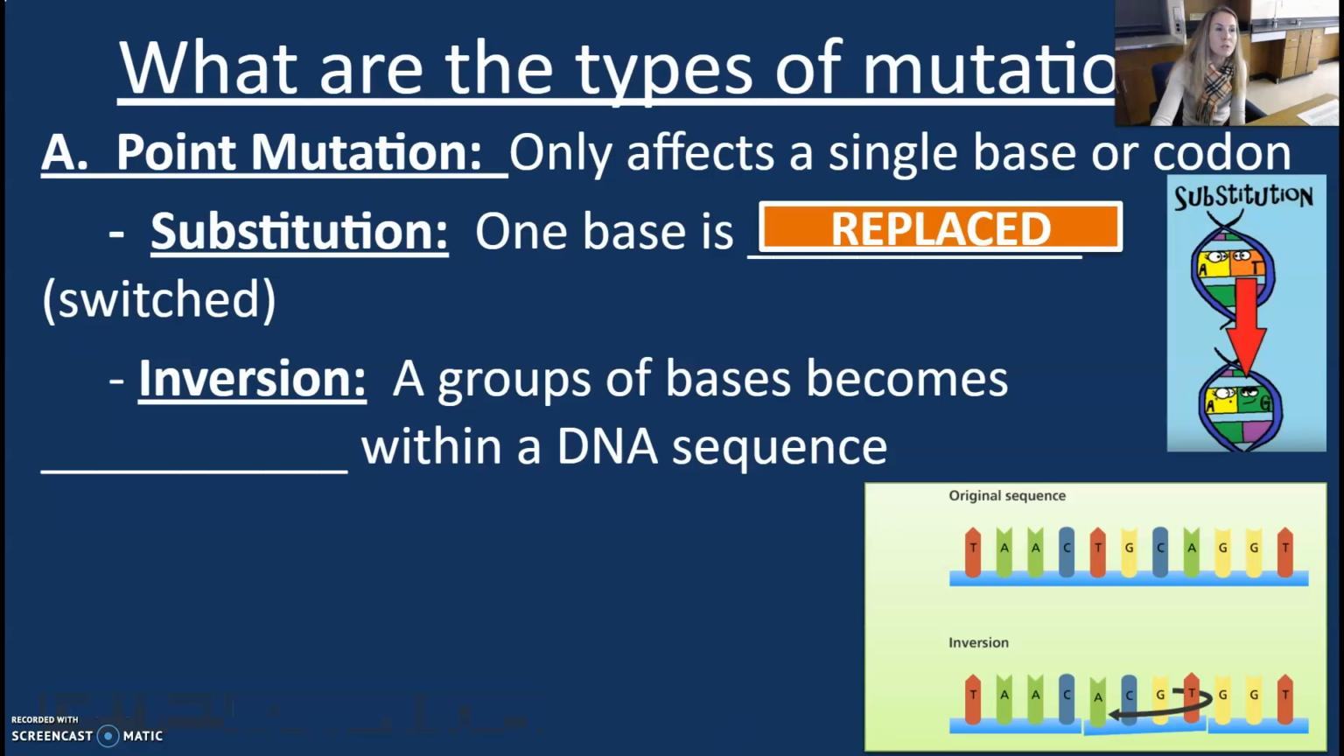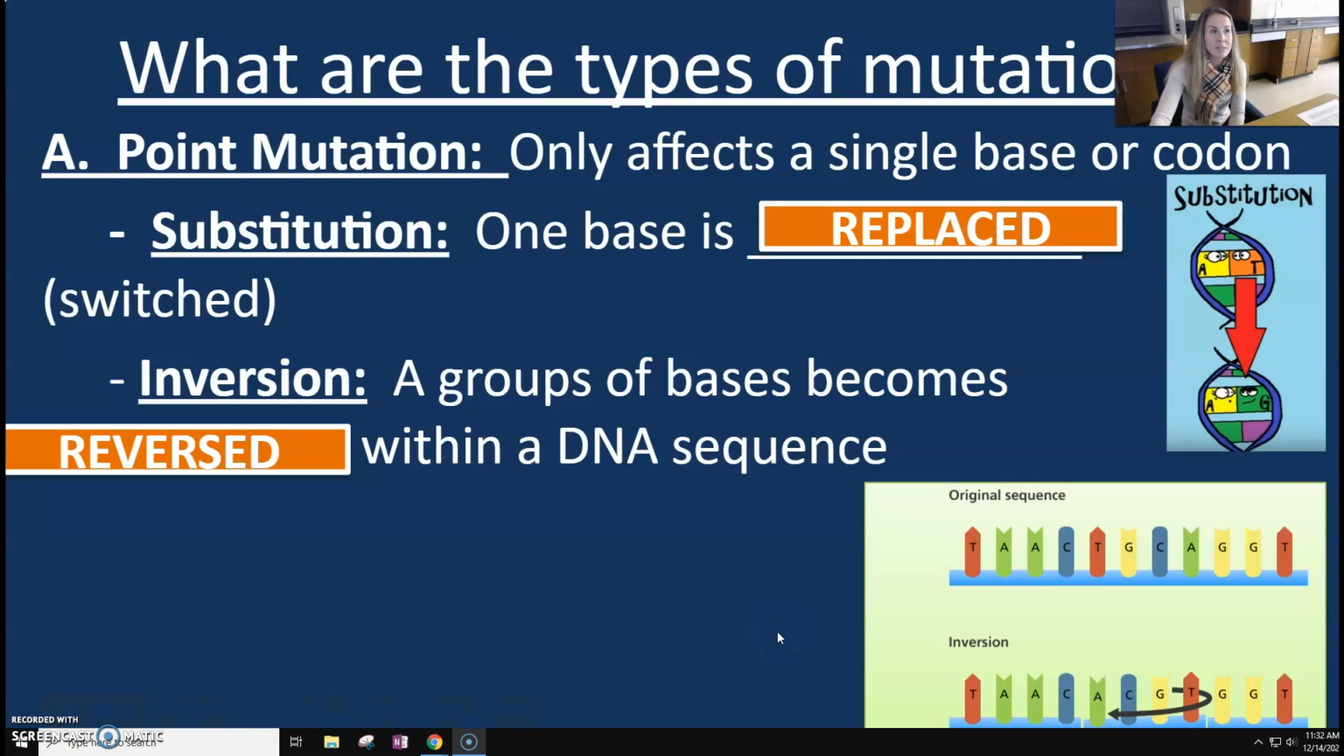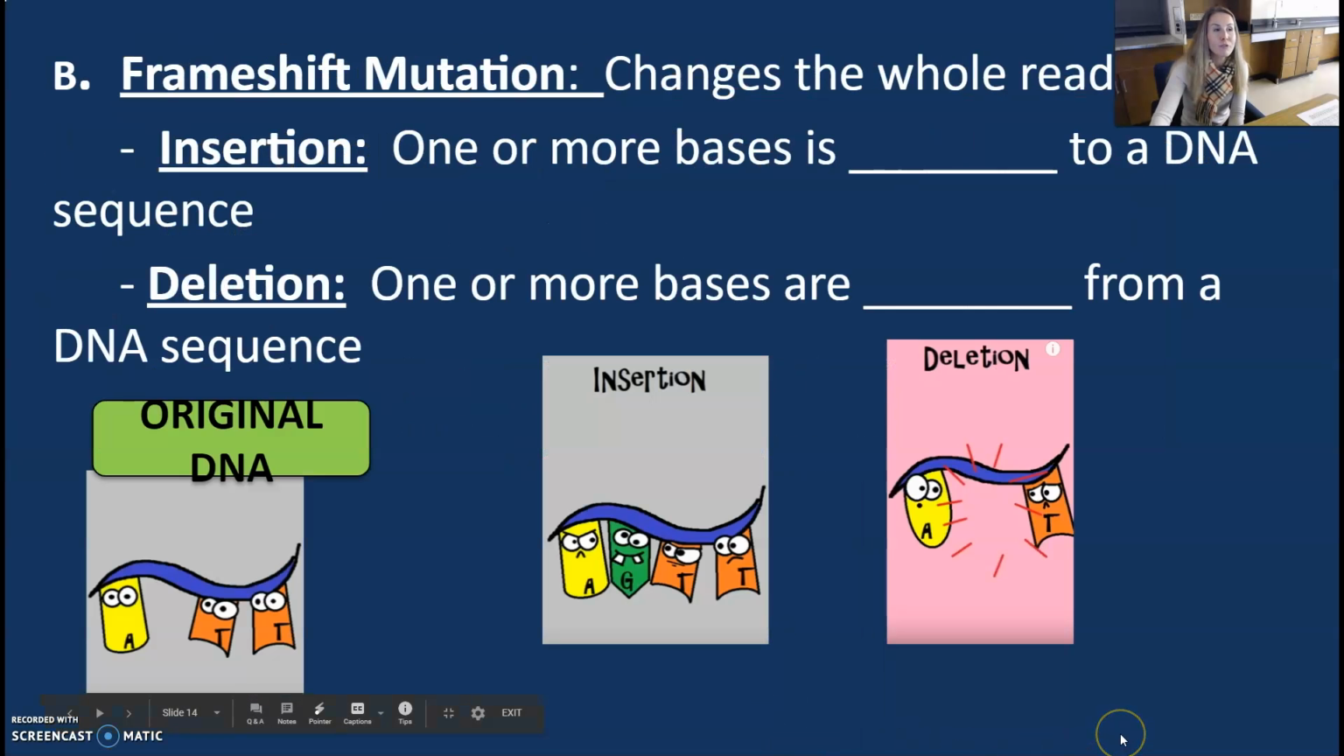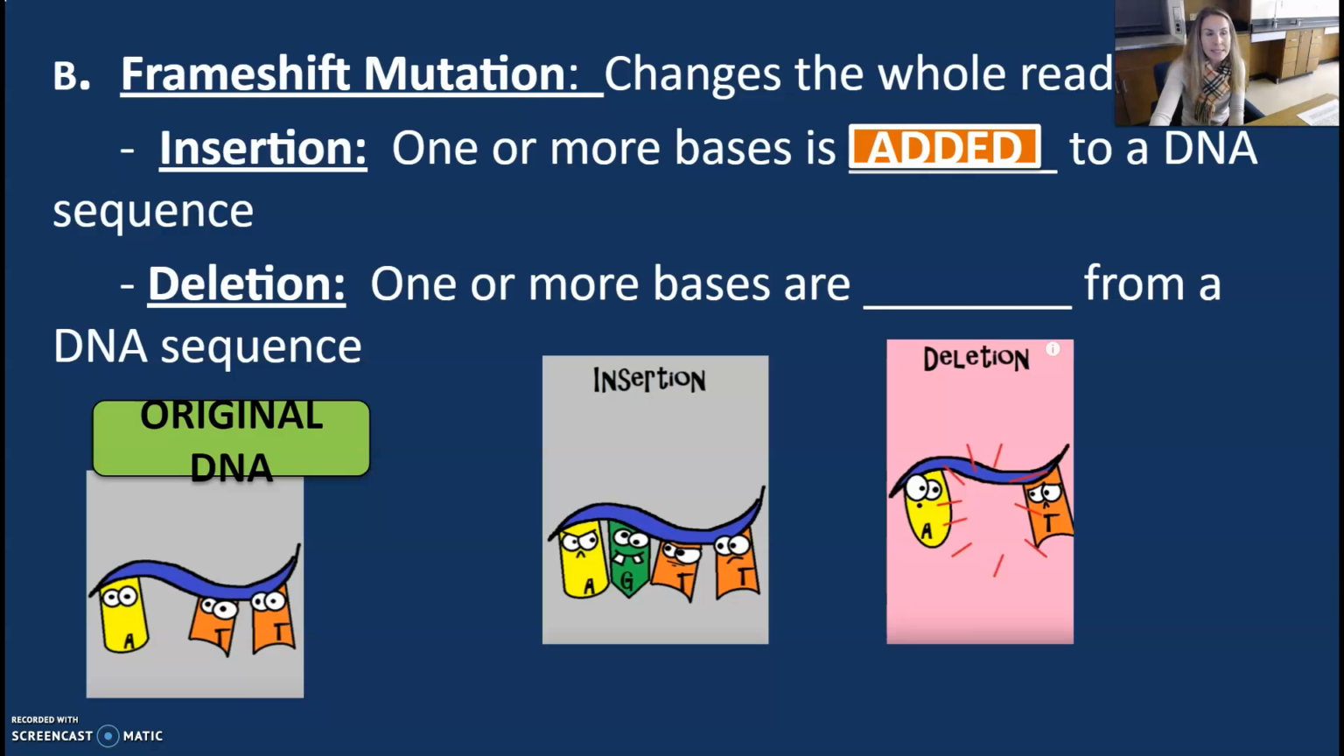So substitution is where one base is replaced or switched. Another type of point mutation is inversion, which is where a group of bases becomes reversed within a DNA sequence. There are also frame shift mutations, which change the entire reading frame. Of these, we have insertion, where one or more bases are added to a DNA sequence. We also have deletion, where one or more bases are lost from a DNA sequence.